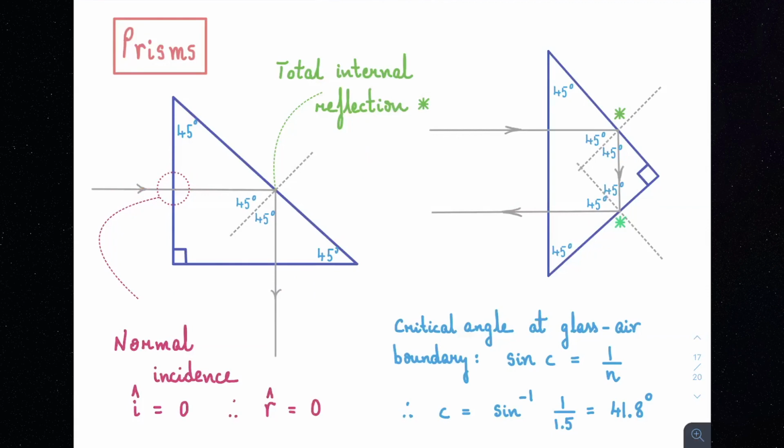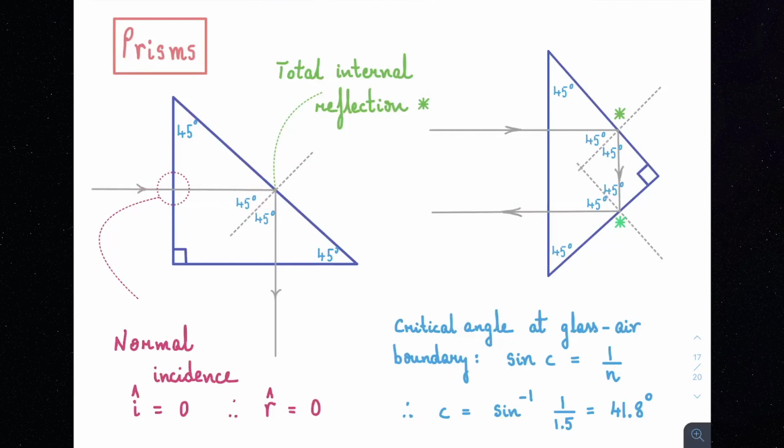The angle of incidence is thus 0 degrees and not 90 degrees, as some of you might be thinking, since the angle is measured with the normal. The angle of refraction is hence 0 as well, such that the light ray enters the prism undeviated. Thus, it approaches this face at an angle of incidence of 45 degrees.